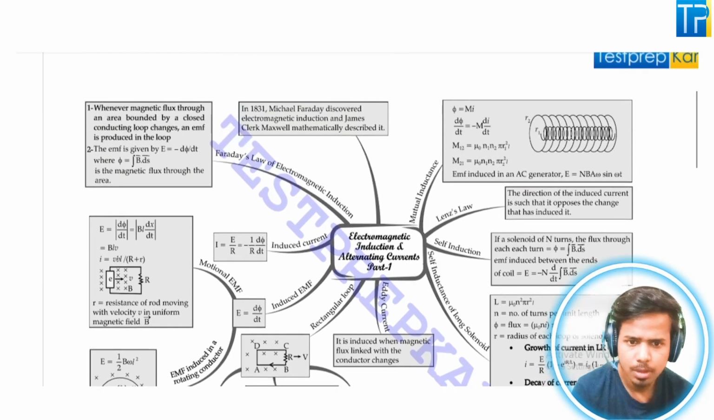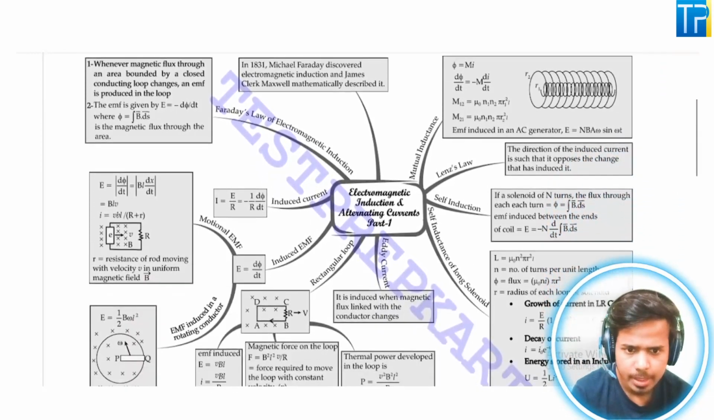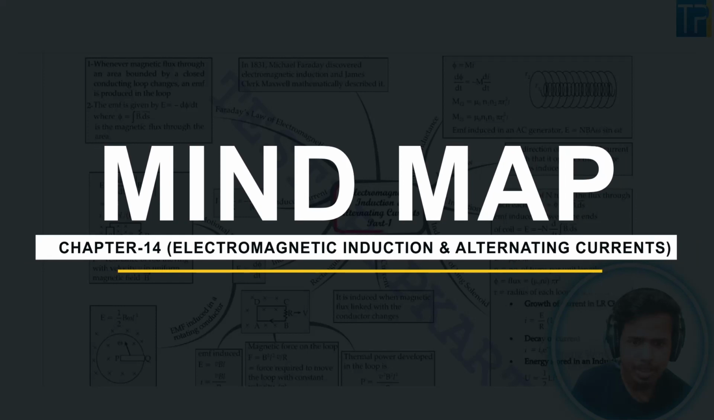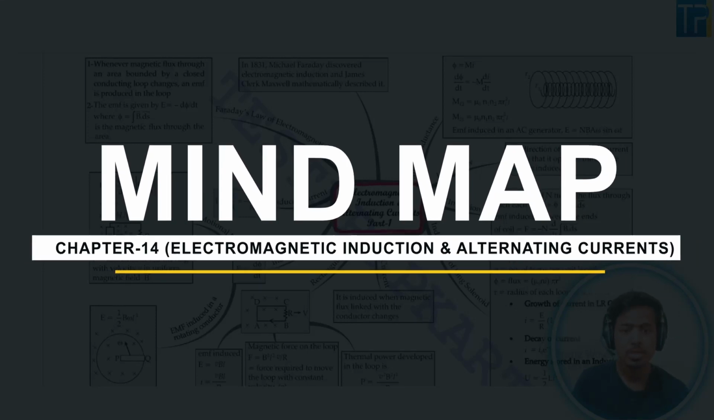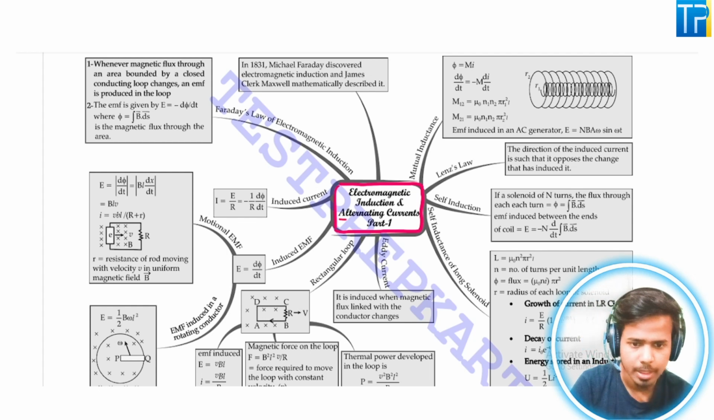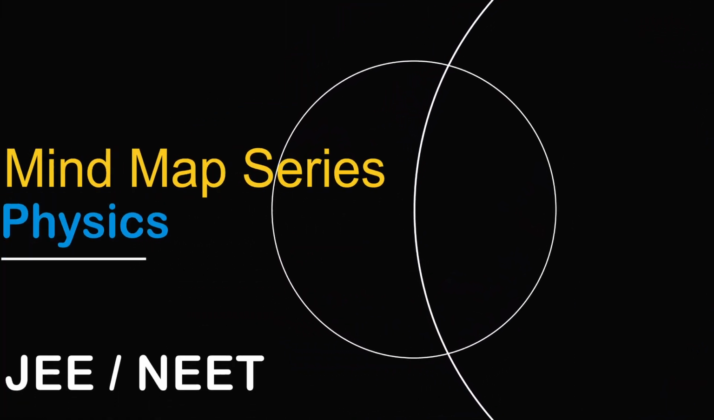Hello everyone, welcome to the mind map series, and in this mind map we are going to discuss the chapter of electromagnetic induction. And actually there is another one which is combined with this, which is the result of this one. We'll talk about it, that is alternating current. But first let's talk about electromagnetic induction. I'll just give you a brief idea about what it is.